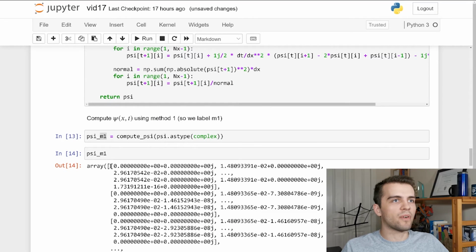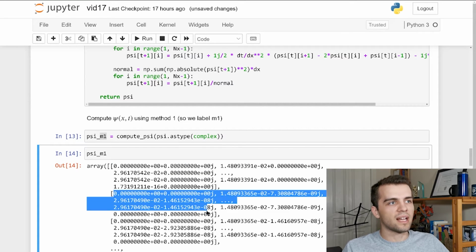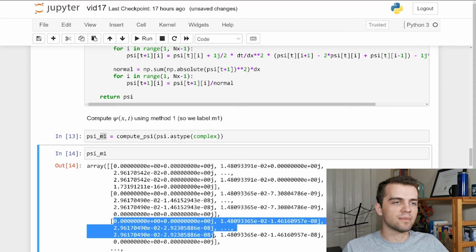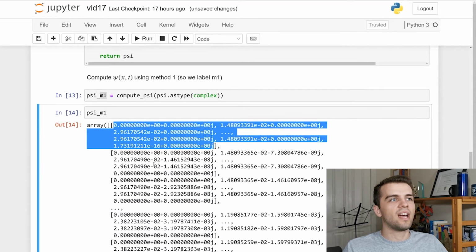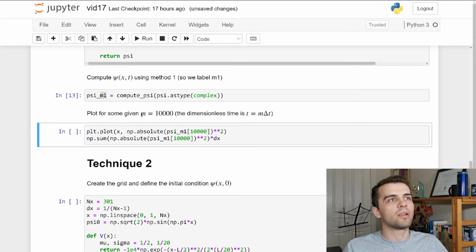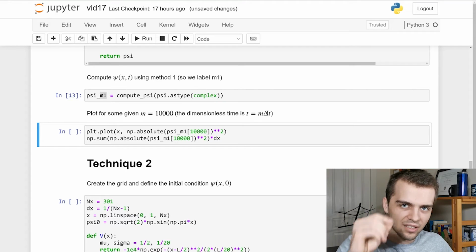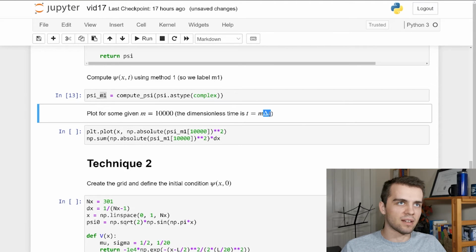And what I have now is my wave function at time 0, the next time, the time after that, right? And so I have an array where along this axis is x, and the other axis is t. And I can plot some values here. For example, I can plot at m equals 10,000, and note that the real time t is m times delta t. And I said that delta t is 1 times 10 to the negative 7, and m is 10,000 times 1 times 10 to the negative 7. But remember, this is the dimensionless time as well. Eventually, at the end, I would have to convert back to SI units.